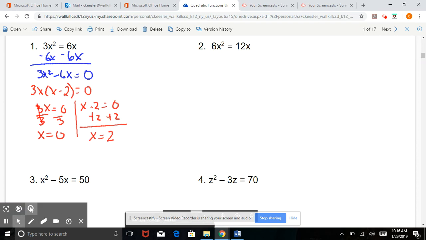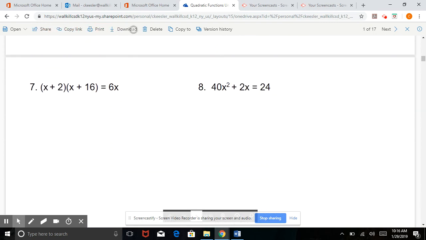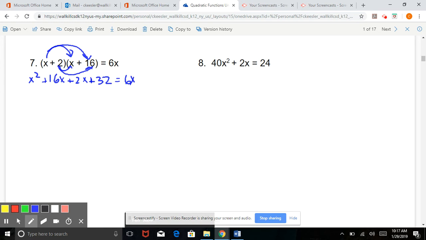Now we're going to head down, and over in your case, to question number 7. And you'll notice again that it is not a problem written in standard form. So we have to do quite a bit of work to get it there. First, you need to start by double distributing. X times x and x times 16 gives me x squared plus 16x. 2 times x and 2 times 16 gives us positive 2x plus 32 equals 6x.